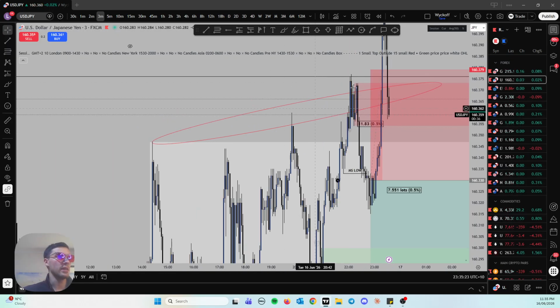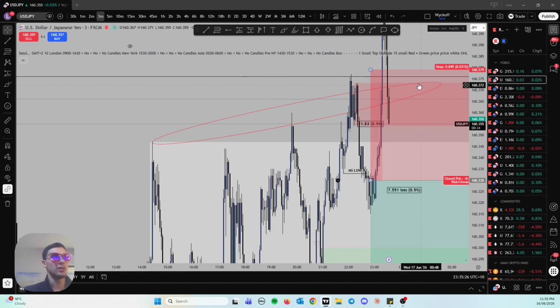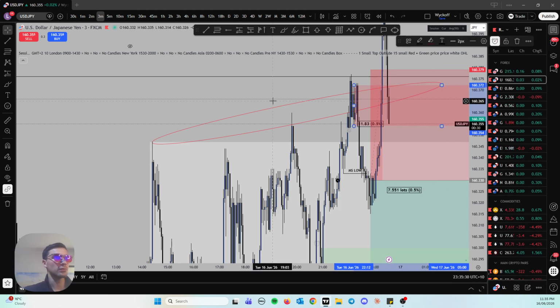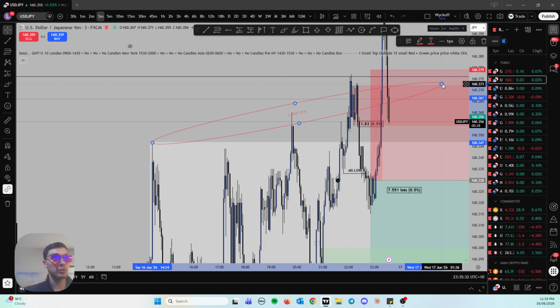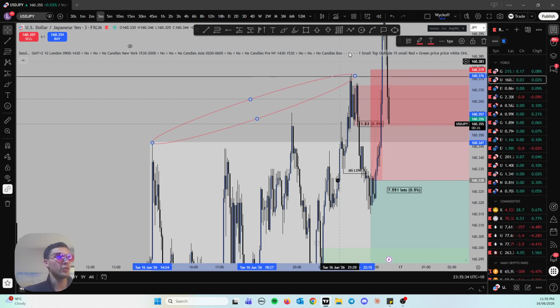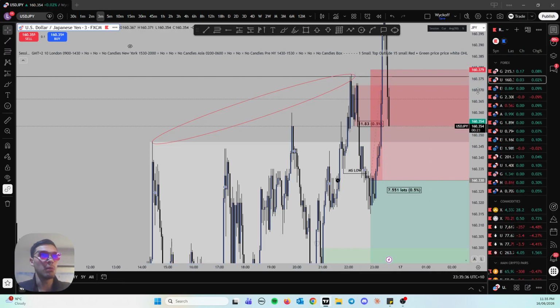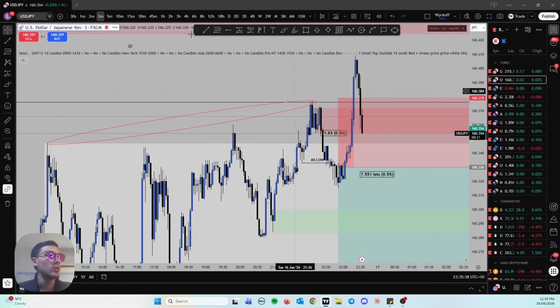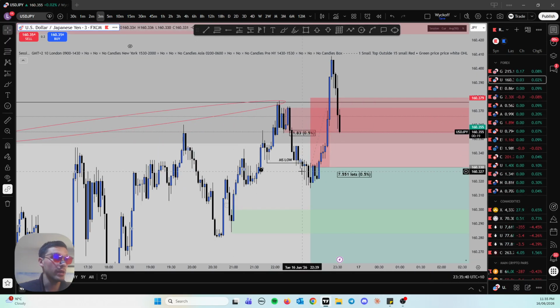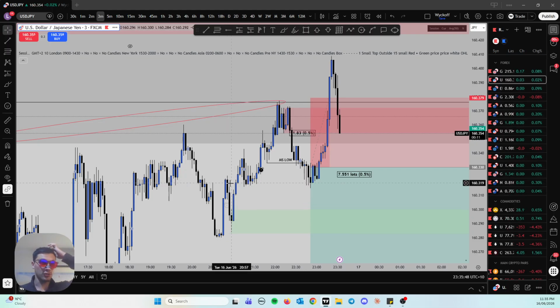Yeah, we made a third tap, so we made a model 1, a local model 1, which is exactly what I was pre-planning for. Tap 1, 2, and 3. But nevertheless, we SFP this break of structure countless times, and eventually it was just a very weak break of structure, and I could see price was just holding back. There was also demand below, so I did not enter.